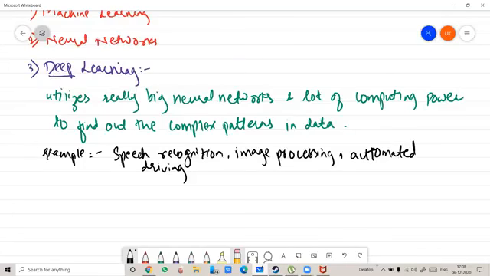Now the next one, the fourth, is your cognitive computing.